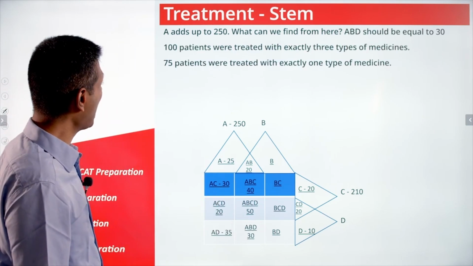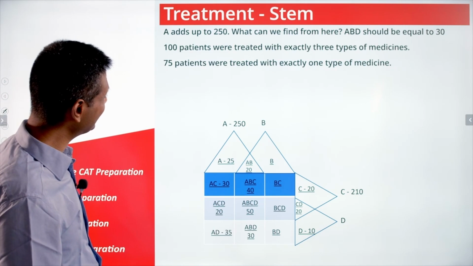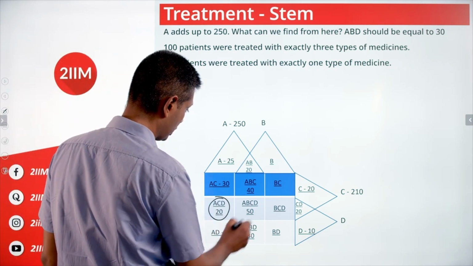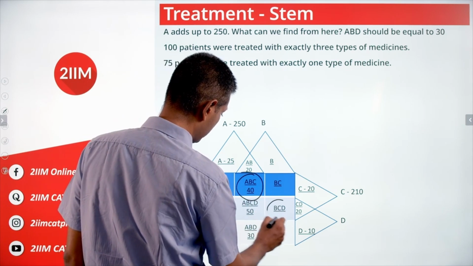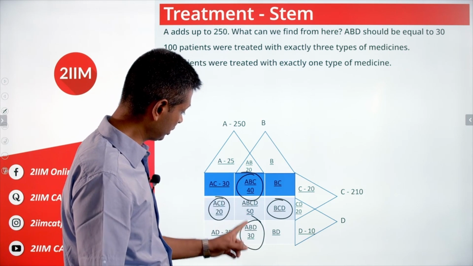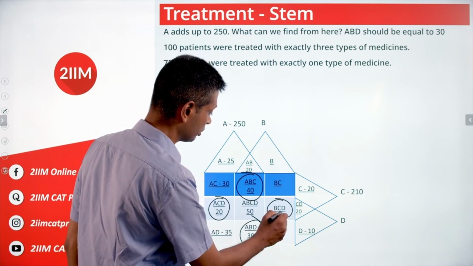Let's go further. 100 patients were treated with exactly 3 types of medicines. Exactly 3 types of medicines would be A, C and D only, A, B and C only, B, C and D only, and A, B, D only. 20 plus 40, 60 plus 30, 90. This should be 10.